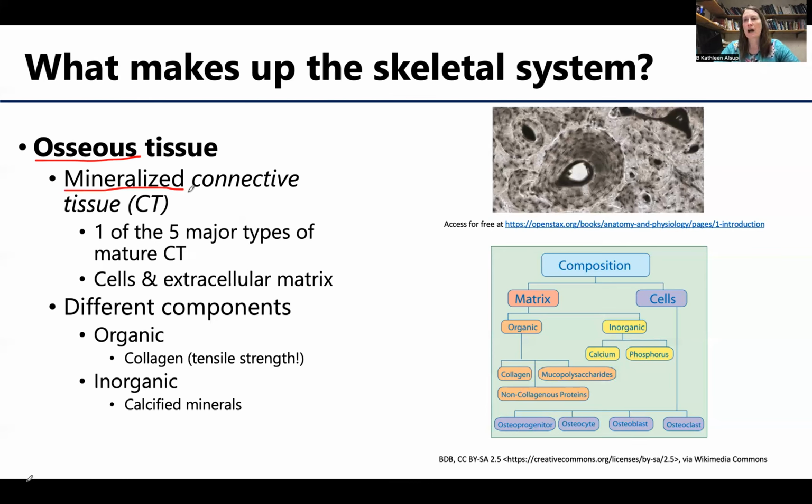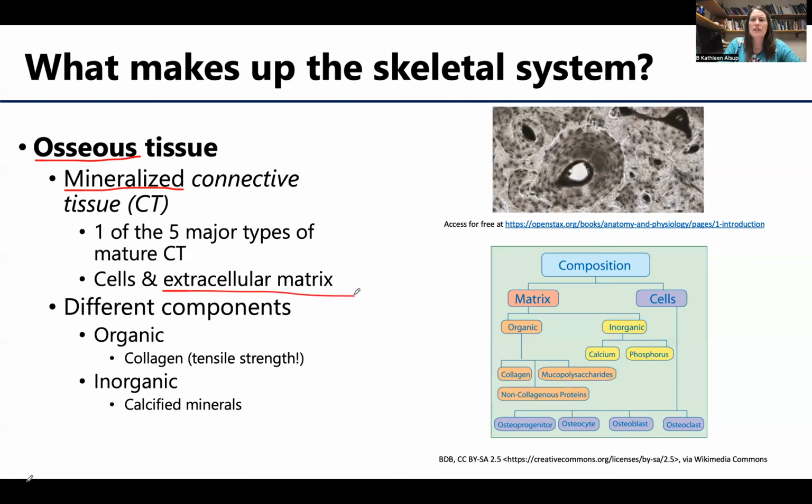And what's unique about osseous tissue in terms of that extracellular matrix is that it is going to be calcified or ossified. Sometimes you'll hear it referred to as ossified, and we'll talk about how that's not exactly correct. But the point is that it's going to be hard. So that extracellular matrix is going to be hard, and that's what makes it unique compared to other connective tissues.